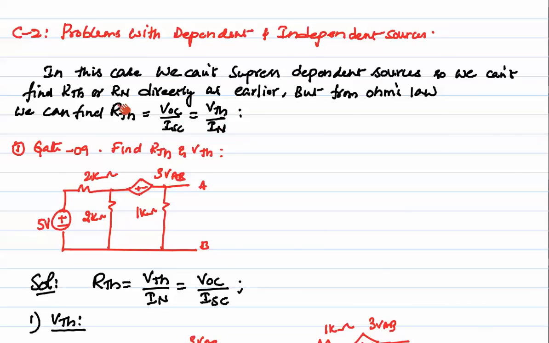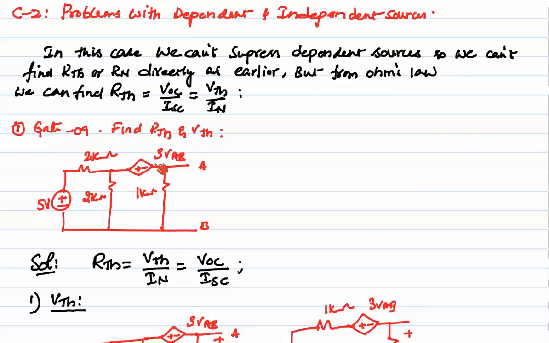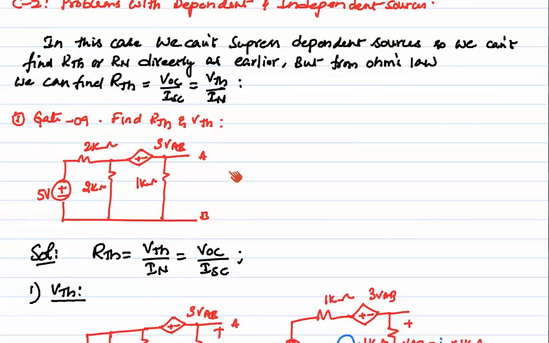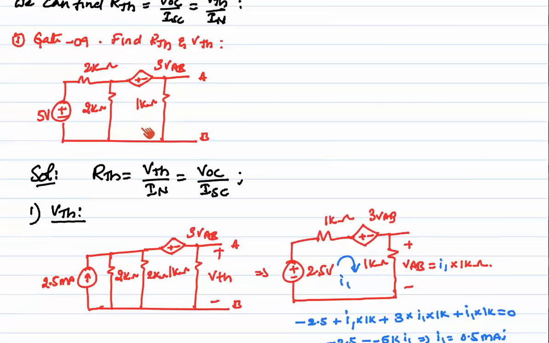That means in order to find RTH, you have to use both Thevenin's theorem as well as Norton's theorem. So let's solve a problem which was asked in GATE 2009. Find RTH and VTH here. This is the problem which has both independent sources as well as dependent sources. In order to solve this problem, I need to find VTH and IN, that is Thevenin's equivalent and Norton's equivalent. So first I will find VTH here.